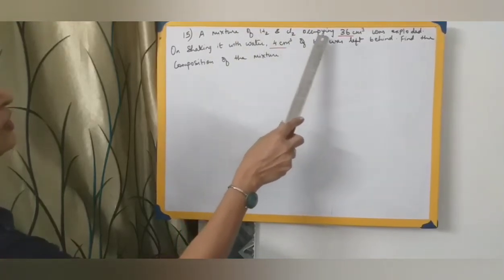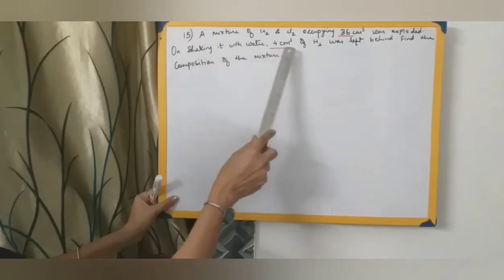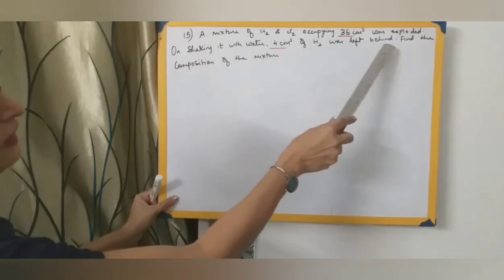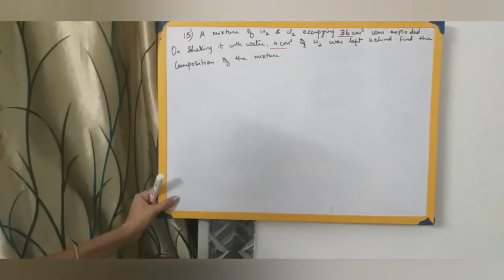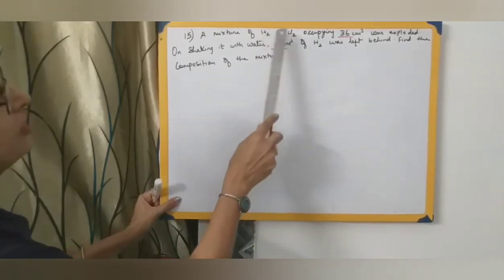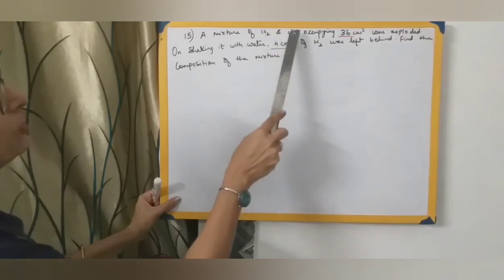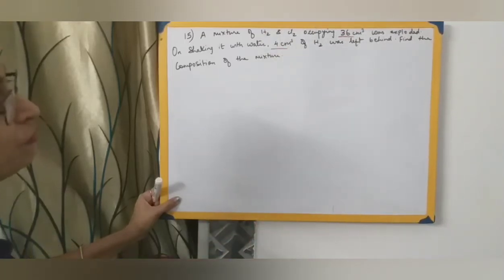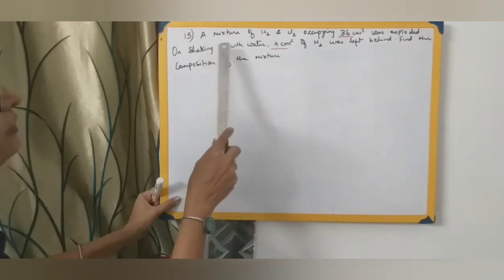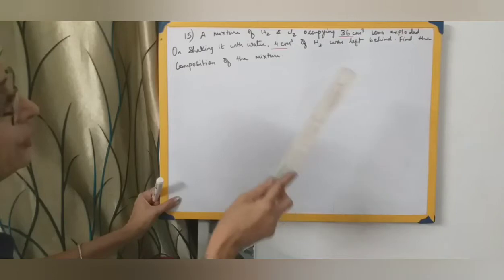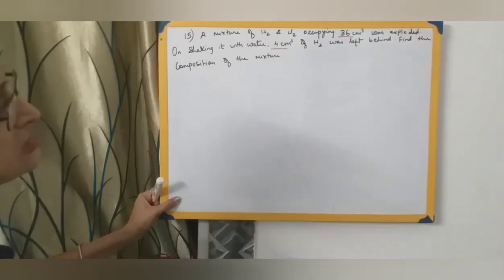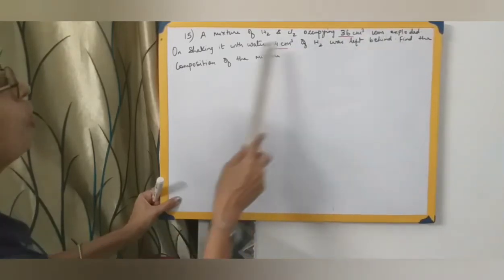Next, a mixture of hydrogen and chlorine occupying 36 cubic centimeter was exploded. On shaking it with water, 4 cubic centimeter of hydrogen was left behind. Find the composition of the mixture. Now what does this numerical say? That means the total volume of hydrogen and chlorine was 36 cubic centimeter. Both of them were exploded. When water was added, something was left behind unused, that is 4 cubic centimeter of hydrogen. We have to find the composition of the mixture.